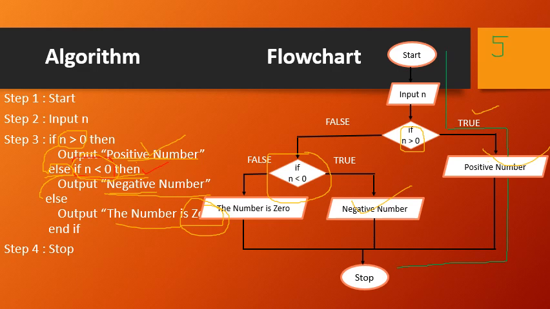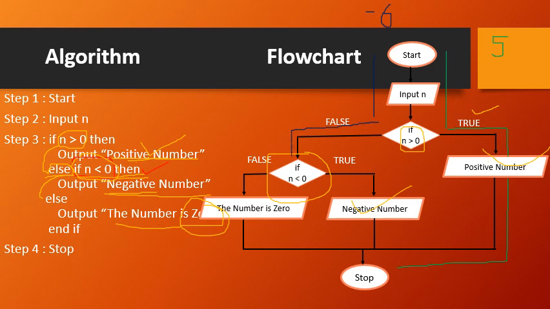Say the number, the second time, is minus 6. So start, input n, that is n is minus 6. Okay, then the condition, if n greater than 0, n value is what? Minus 6. Is minus 6 greater than 0? No, it is not greater than 0. Then the flow will turn on the left hand side, that is to the false.